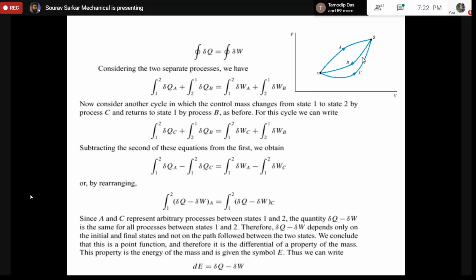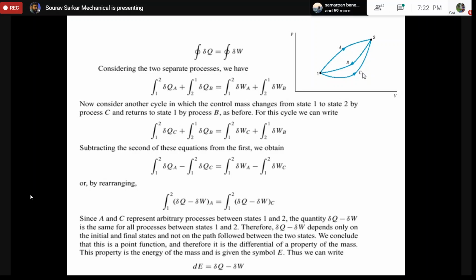If you consider heat, if you are traveling from 1 to 2 through the path A, and if you are traveling from 1 to 2 through the path C, in both cases your heat transfer is not equal. You know, because it is a path function. If you consider work, traveling from 1 to 2 through the path A or through the path C, you know that your work transfer is also different, because the area under the diagram is basically your work transfer.